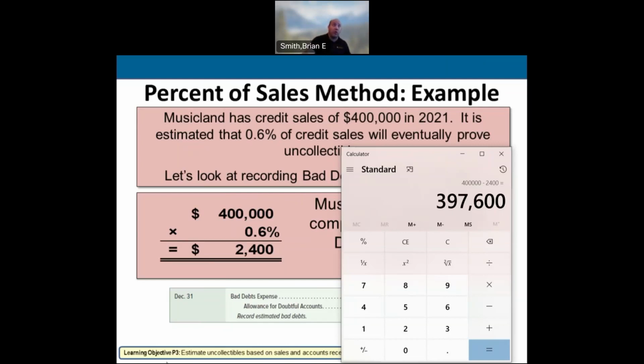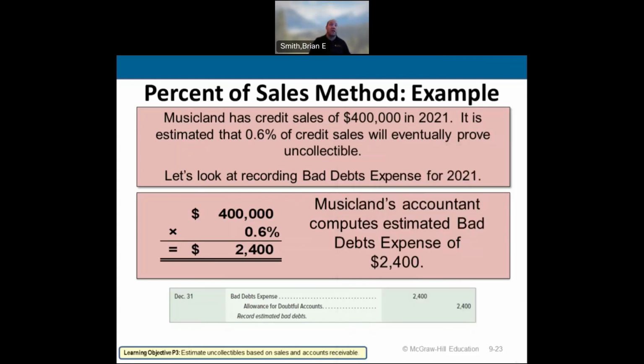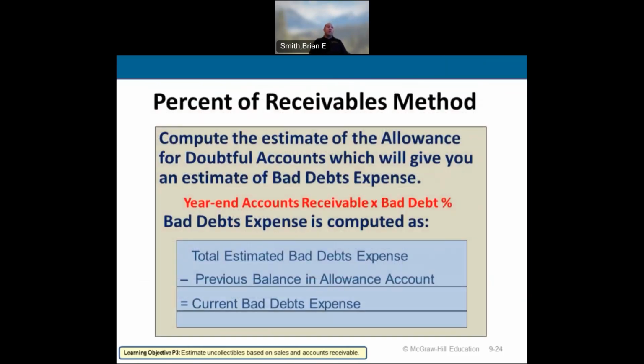Again, I'm just reminding you of what our exercise was on that last one. Now, what do we do when we do the percentage of receivables method? This method's a little bit different because we have to calculate what our bad debt account should be using the percentage. So let me explain.